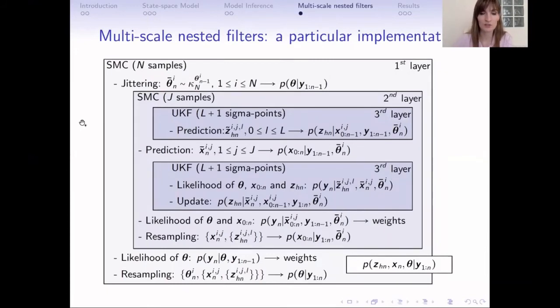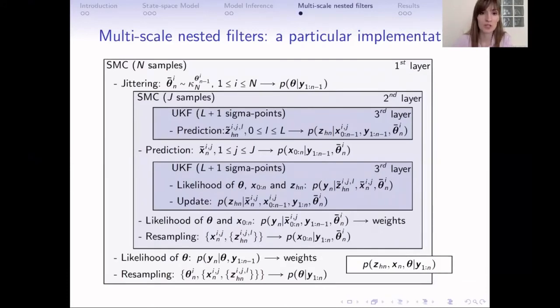We have taken an SMC, a sequential Monte Carlo, for the first layer with capital N samples. For each of these samples, we have another SMC in the second layer with capital J samples, and per each of these samples, we have an unscented Kalman filter in the third layer with L plus 1 sigma points. So we would have a complexity of N by J by L plus 1.